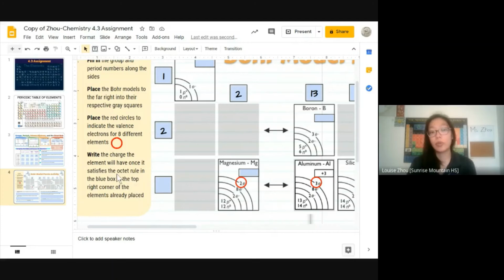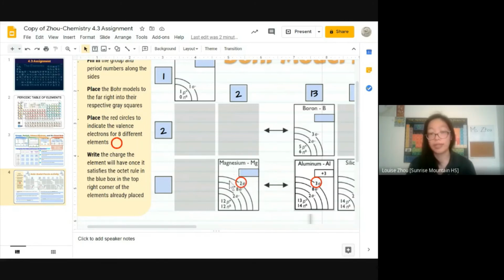Okay, last part, step 4. This one, you should see a pattern when you're in the same column. In the same column, the charge is going to be either positive or negative. So it says, write the charge the element will have once it satisfies the octet rule. The octet rule can be satisfied by either adding or taking away electrons. You either want to empty your outermost shell or complete it.